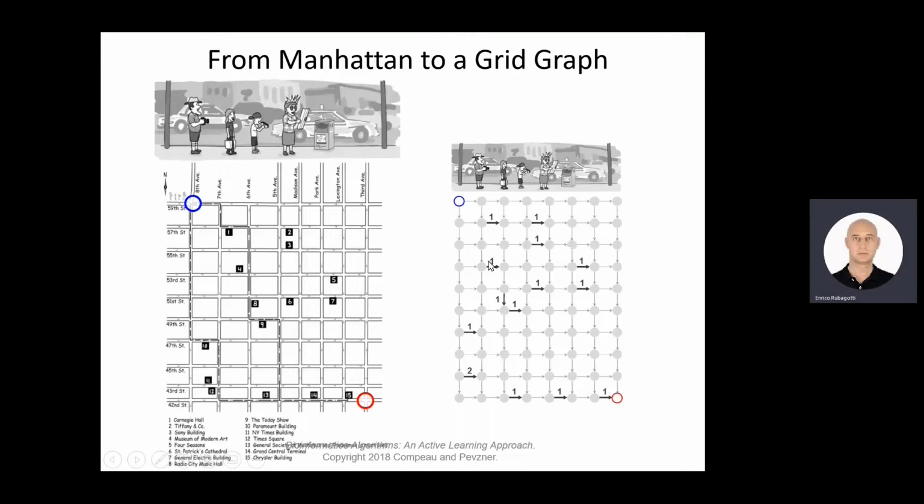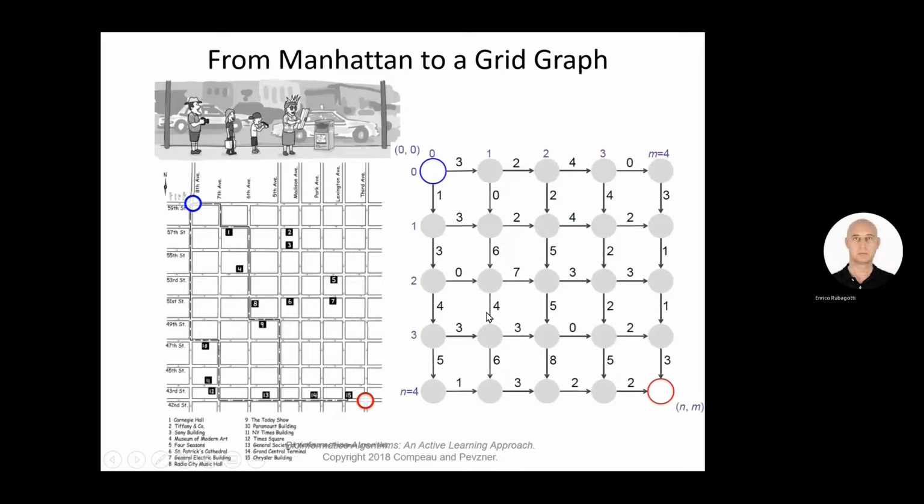This is a way to represent the same problem in which all attractions have the value 1. Now I'm going to change. I'm going to give to each arc in the graph a different value. For example, this one is the value 3, this one is the value 2, this one 4.